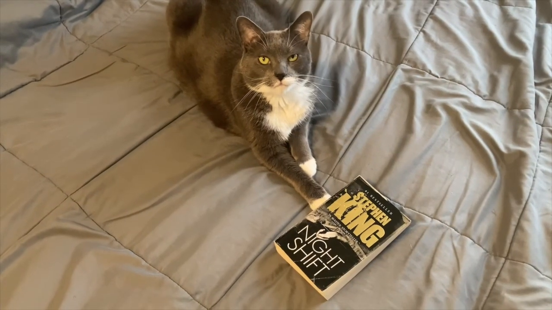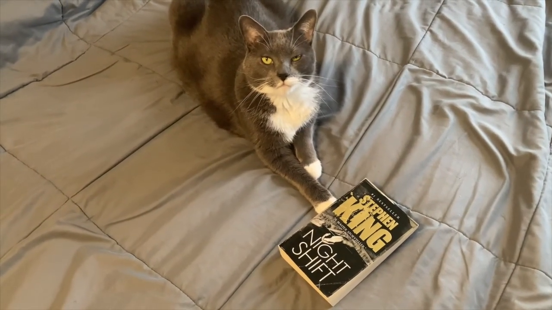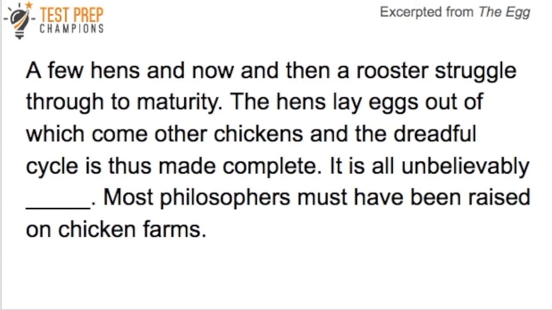Tell me, have you been practicing your reading? A few hens and now and then a rooster struggle through to maturity. The hens lay eggs out of which come other chickens, and the dreadful cycle is thus made complete. It is all unbelievably blank. Most philosophers must have been raised on chicken farms.